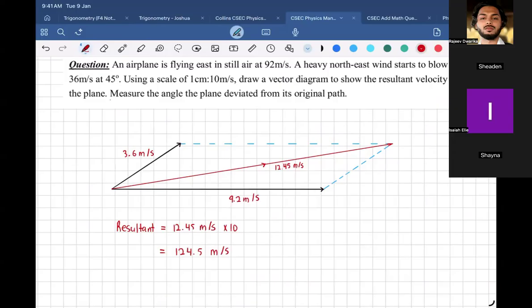What did they actually ask you to do in the question? Shay, read that for me. Measure the angle the plane deviated from its original position. Where do you think the angle would be? Um, like in between the line and the straight across line. Yeah. So let's take that measurement.